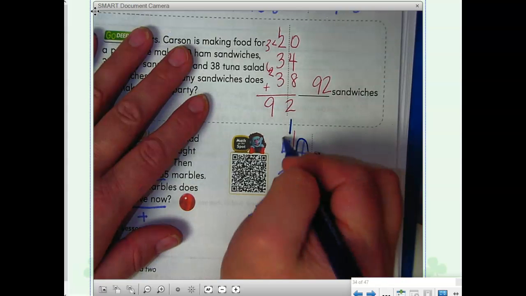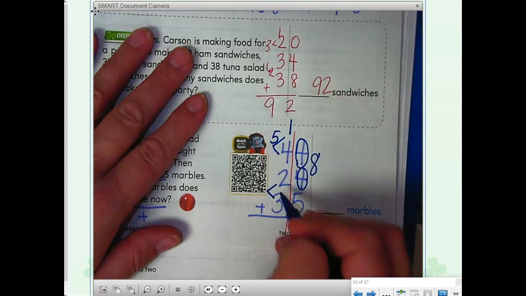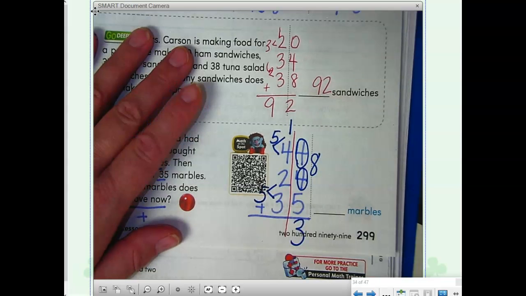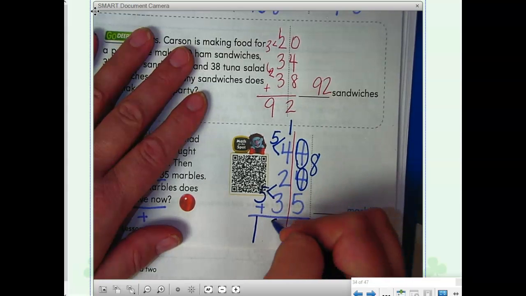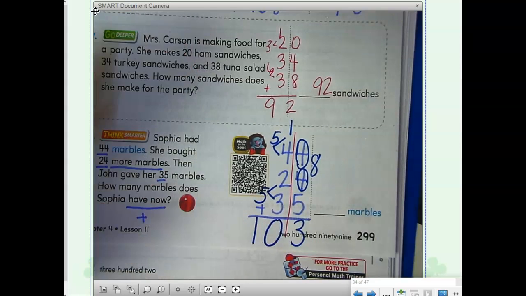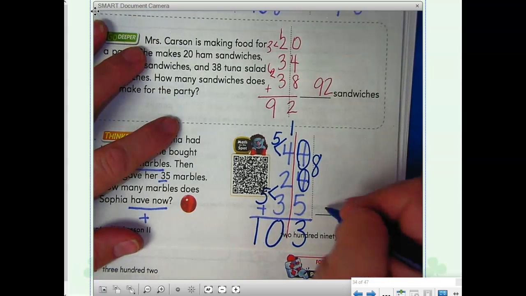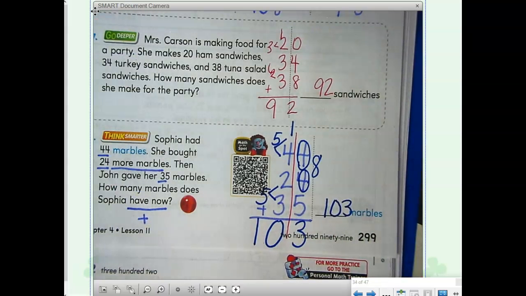All right, on your tens side, 1 plus 4 and 2 plus 3. So what's 1 plus 4? 5. And what's 2 plus 3? 5. What's 5 plus 5? 10. The 1 goes in the hundreds place and the 0 in the tens place. 103. So how many marbles does she have now? 103 marbles is our answer. 103 marbles.